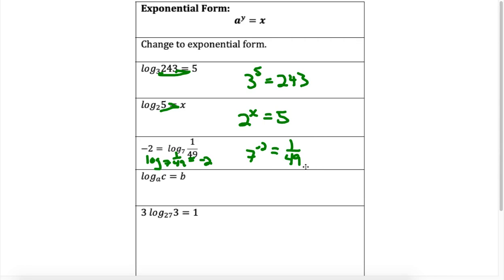Okay, and these are true statements, by the way. Make sure that we're understanding our rules of exponents here. Right? 7 to the -2nd power would mean 1 over 7 to the 2nd power, and 7 to the 2nd power is 49. Then we can do the same thing with variables, right? So this would mean a to the b power equals c.